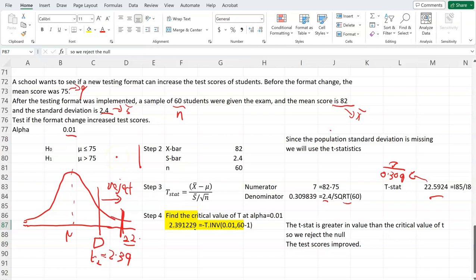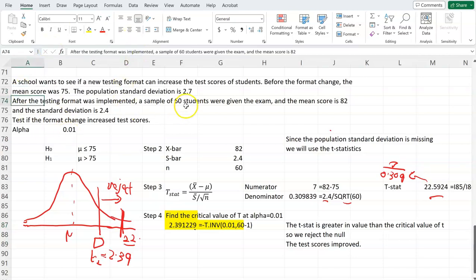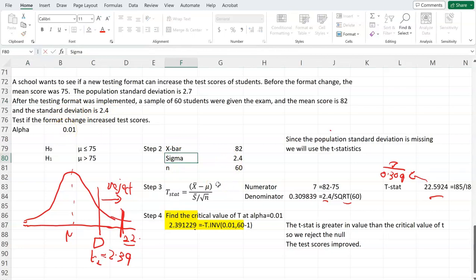Now let's say that the population standard deviation is actually given in the right tail test. So everything else remains the same. Let's say we just add another line. Let's say the population standard deviation is 2.7. So now we would update this and we start, let's say, with alpha at 0.01. Now we have sigma, which is 2.7. And we now have a z-stat. So for the z-stat, everything else remains the same.